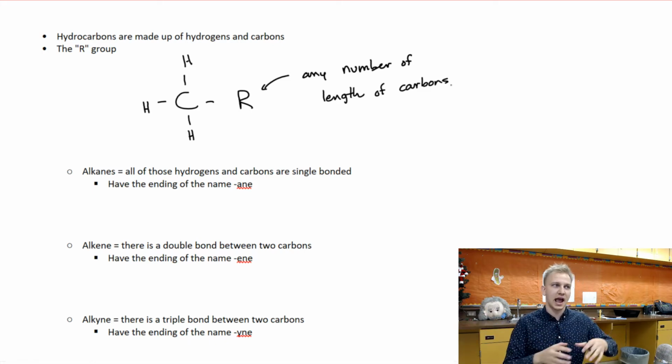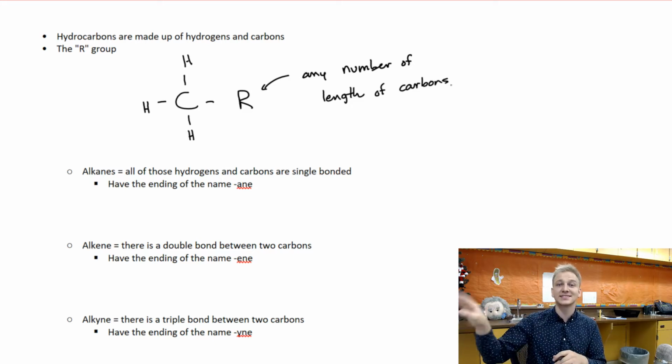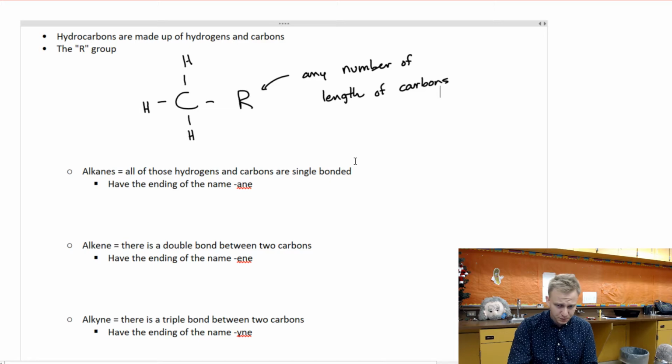molecule. It's not saying it has to specifically be this many carbons, this many nitrogens, etc. It's basically saying it doesn't really matter what's over here. We're only focusing on this. And so the R group is sort of like, there's stuff over here. It's like the etc. of chemistry.